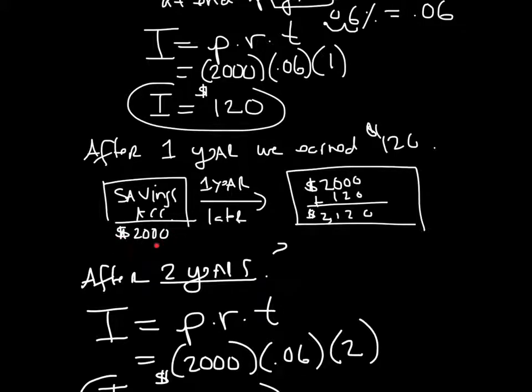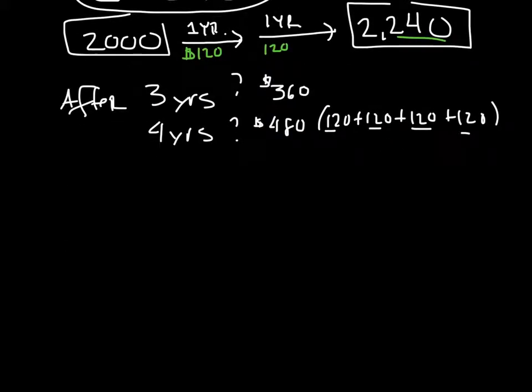If you borrowed $2,000, and a year later you would owe the bank, you would be paying payments, but $2,120. It's the original amount plus the interest, so principal plus interest. So let's keep that in mind.